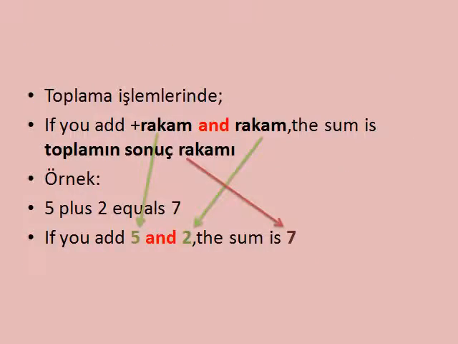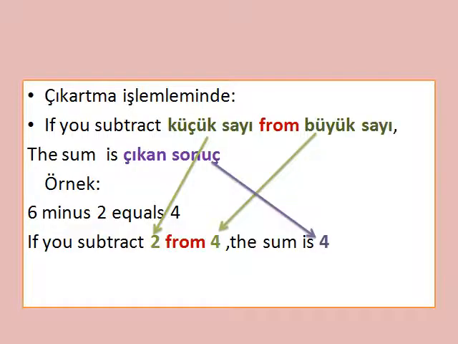Five plus 2 equals 7. If you add 5 and 2, the sum is 7. Six minus 2 equals 4. If you subtract 2 from 6, the sum is 4.